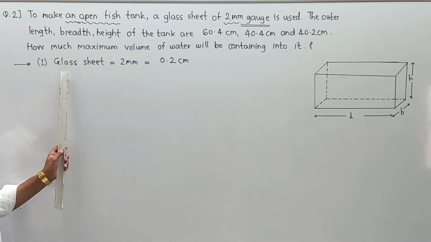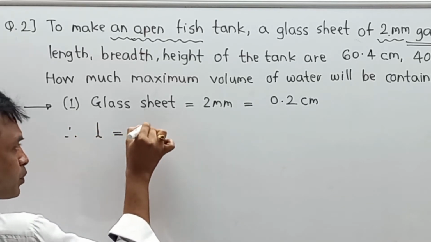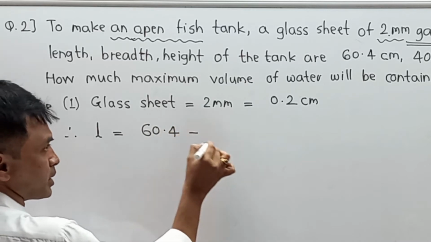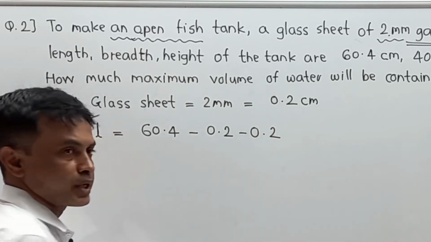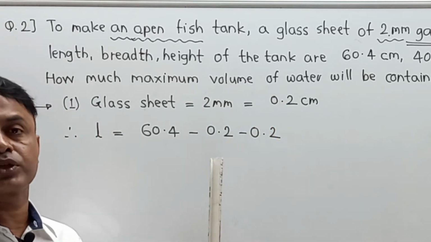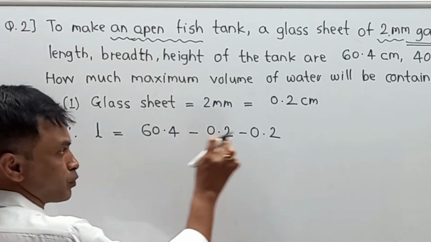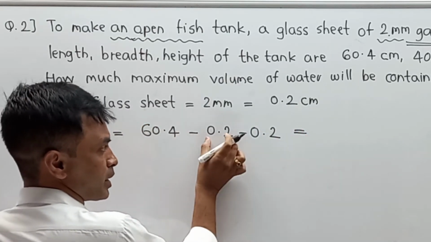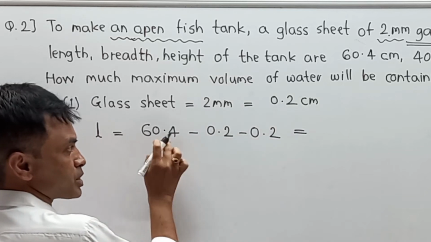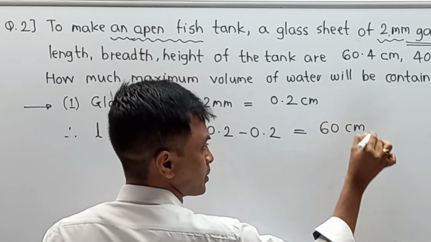Now I have to subtract it 2 times from length, so the actual length becomes 60.4 minus 0.2 minus 0.2. Why 2 times? Because we are considering the thickness from both sides in the calculation. So 0.2 plus 0.2 means 0.4 will get subtracted. 60.4 minus 0.4 means it becomes 60 centimeter.